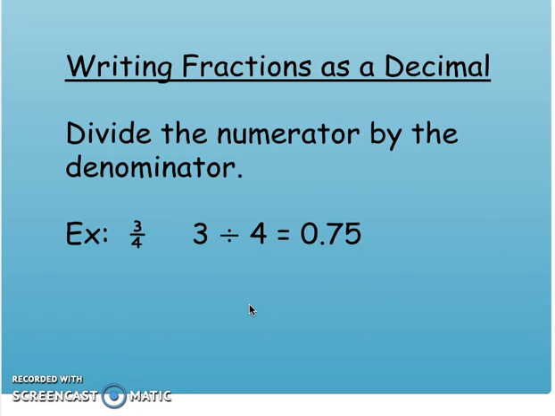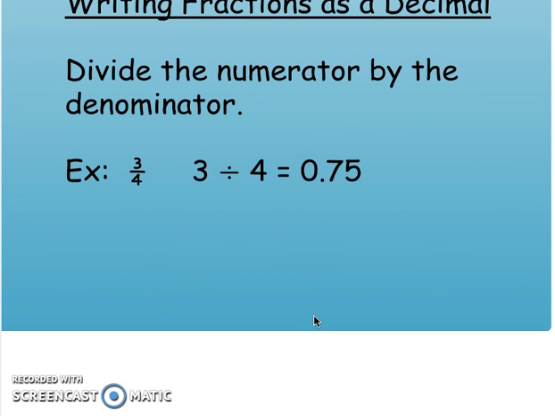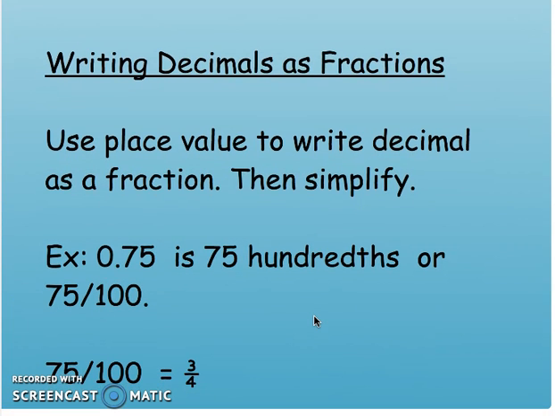Writing fractions as a decimal. Remember, we divide the numerator by the denominator. 3 divided by 4, which is 75 hundredths. Writing decimals as fractions. Use place value to write decimals as fractions, then simplify. For example, 75 hundredths is 75 over 100. And then simplify that to 3/4.